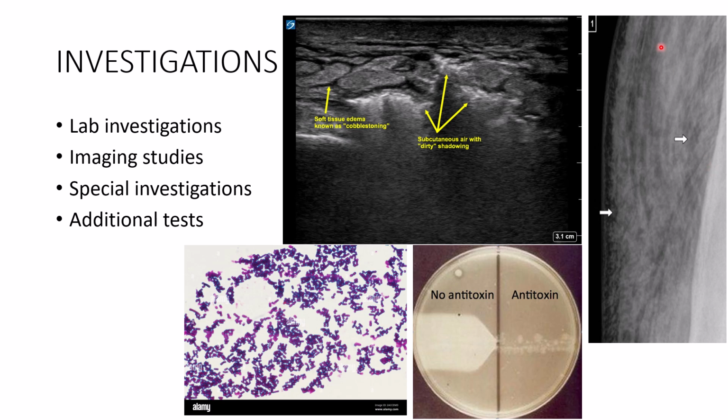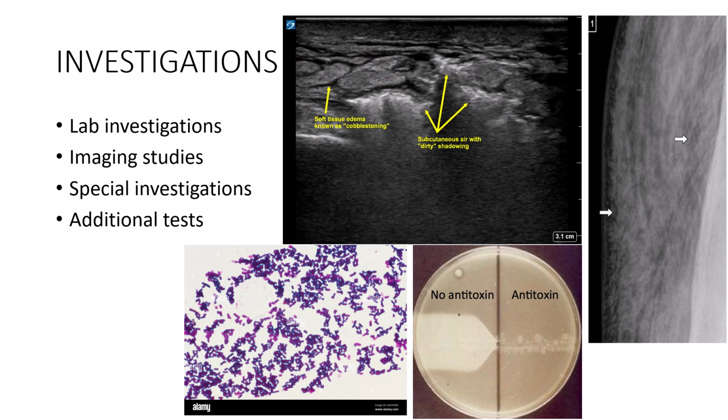And then when we go for the ultrasound, we go for the POCUS. It's also known as POCUS. For the POCUS, you'll be seeing that there is a subcutaneous air with dirty shadowing over this portion. If you can see properly, it is an air filled dirty shadowing. And then you can also see soft tissue edema over here, which is also known as cobblestoning.